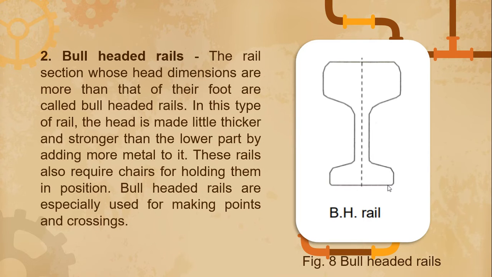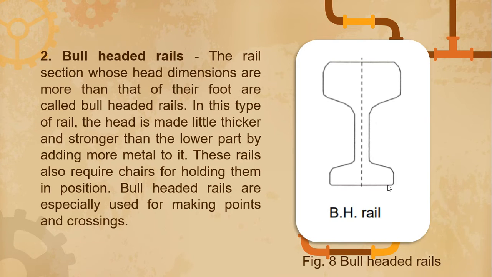The second type of rail is the bull-headed rail. It is a rail section whose head dimensions are more than those of its foot. In this type of rail, the head is made a little thicker and stronger than the lower part by adding more metal to it. These rails also require chairs for holding them in position. Bull-headed rails are especially used for making points and crossings. These rails are usually formed from steel.